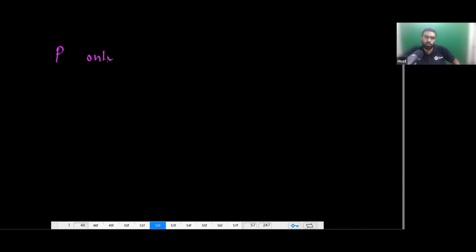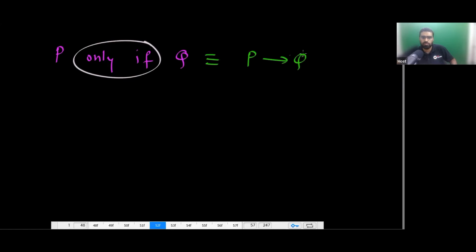P only if Q. How do we write this? How do we convert this into propositional logic? I told you, P only if Q. It basically means P implies Q. This we have seen many times actually. So we write it like this: P implies Q. Do you know why?